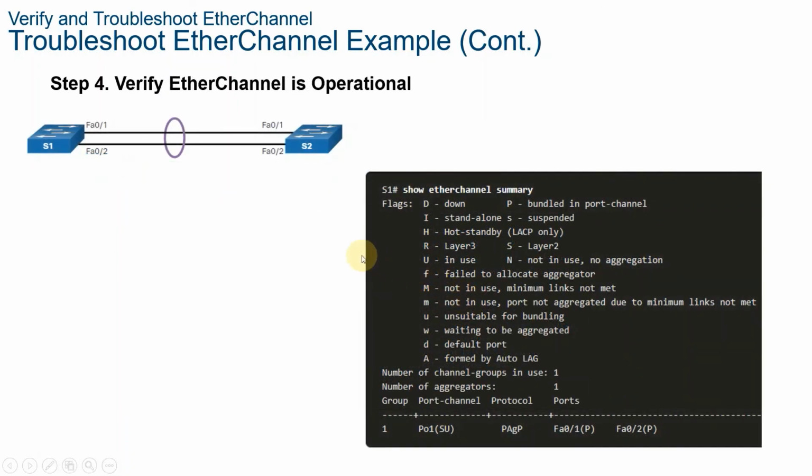Finally, you need to verify that the EtherChannel is operational. The EtherChannel is now active, as verified by the output of the show EtherChannel summary command.